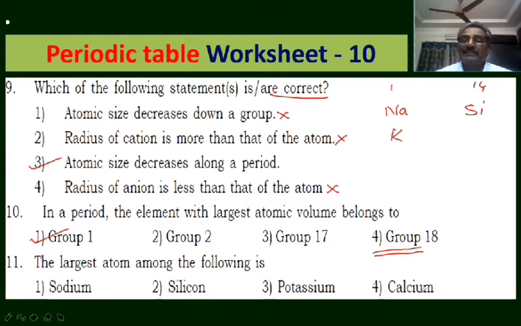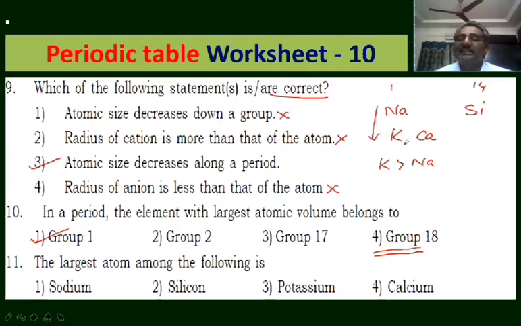What is the other element? Calcium. Calcium is in the second group. When we move from top to bottom, sodium to potassium, the size increases. So size of potassium is greater than sodium. In the third period, when we move from sodium to silicon, the size of the atom gradually decreases. So silicon is smaller in size compared to sodium. Calcium is smaller than potassium. Potassium is bigger than sodium.